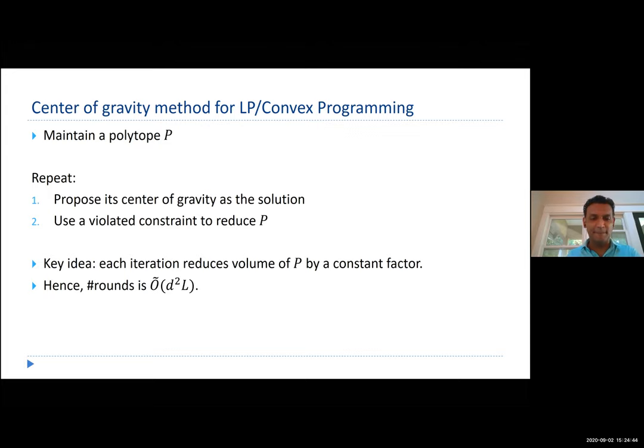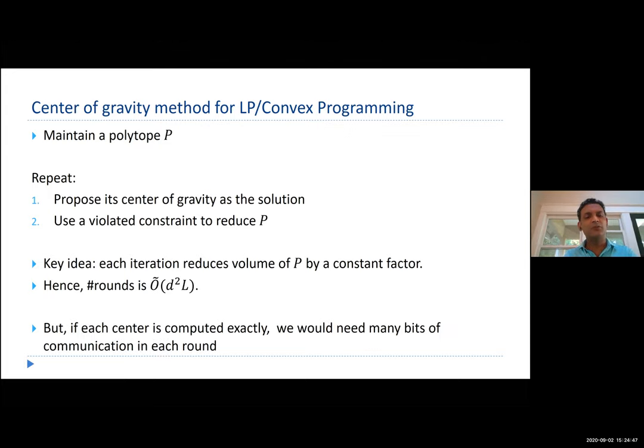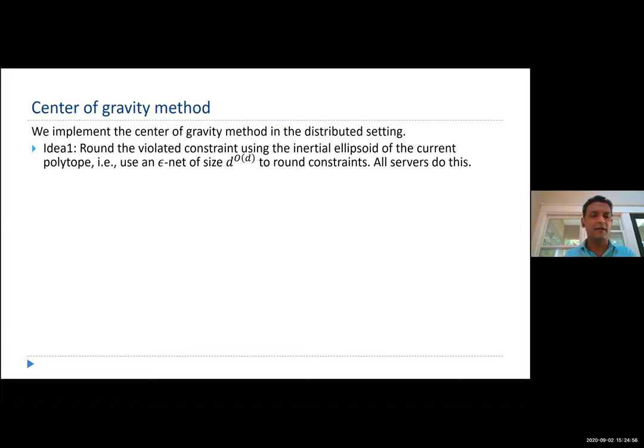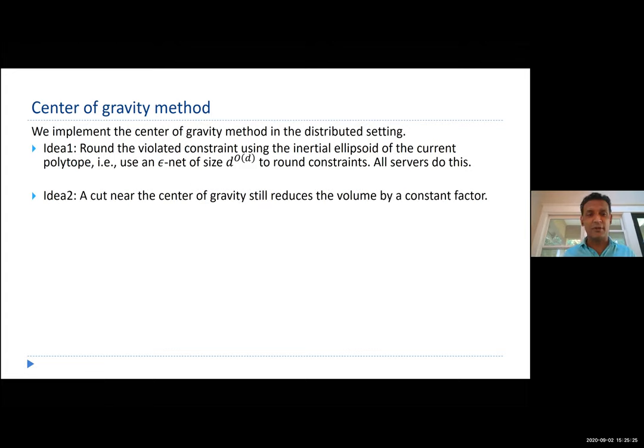It's d squared L. But we have the same issue here. We can't afford to compute each center exactly, because then once again, we're sending a lot of bits in each round. So we use the following variation of the center of gravity method. Instead of sending the violated constraint exactly, we will round the constraint itself to an epsilon net. You know, we'll fix it to a grid. But this grid is not a fixed grid. The grid depends on the inertial ellipsoid of the current polytope, which every server can compute. So basically, all servers maintain the polytope and an ellipsoid for that polytope, and then we'll round the constraint according to that ellipsoid, so epsilon times that ellipsoid.